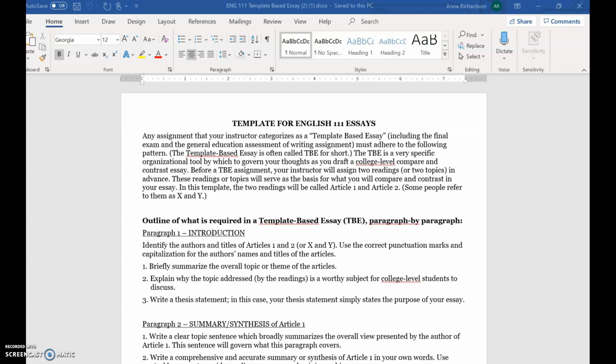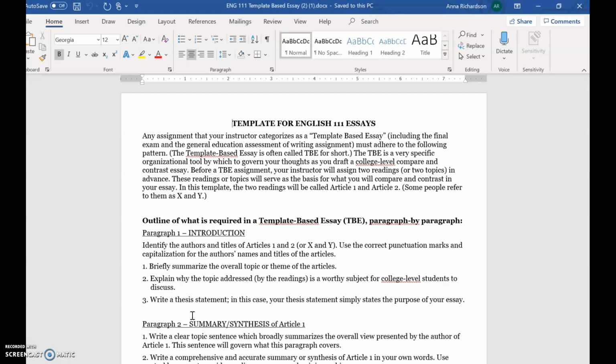The first thing that you need to do, if you look right here, it says identify the authors and titles of articles 1 and 2. So before we jump into our analysis, we need to let the reader know exactly what we are comparing and contrasting. Use the correct punctuation marks, both go in quotation marks, and capitalization for the author's names and titles of the articles. Please make sure that you are doing this correctly and that you are spelling the author's names correctly.